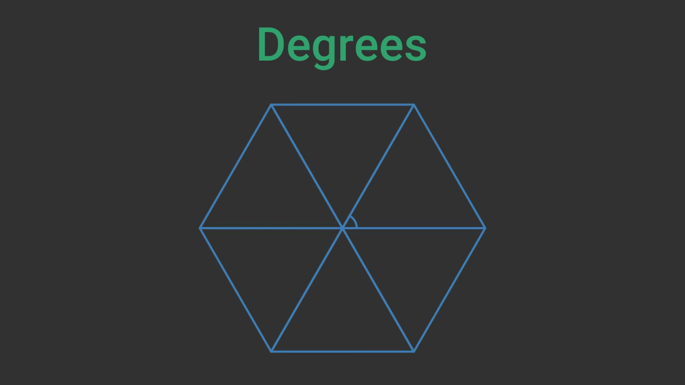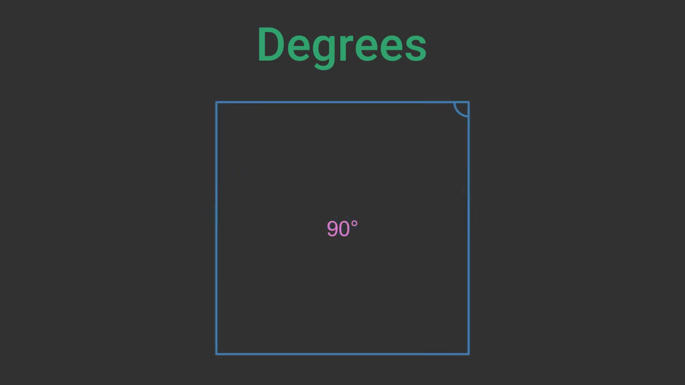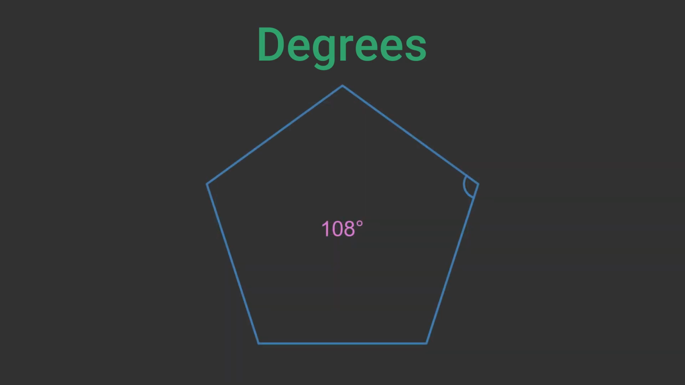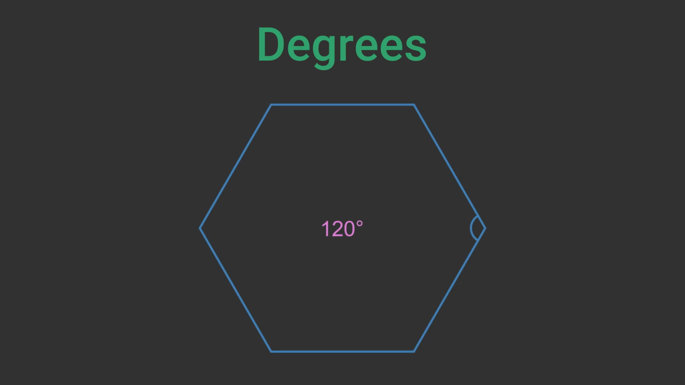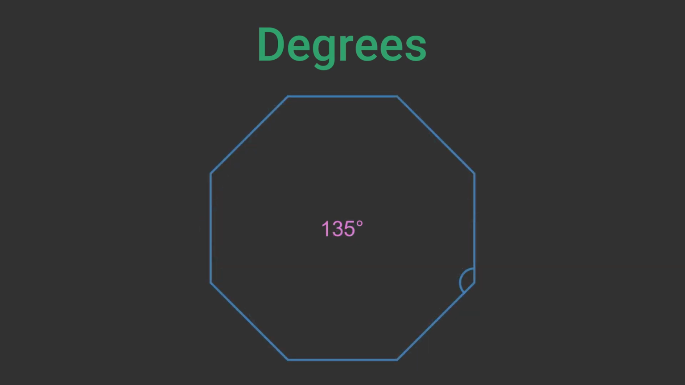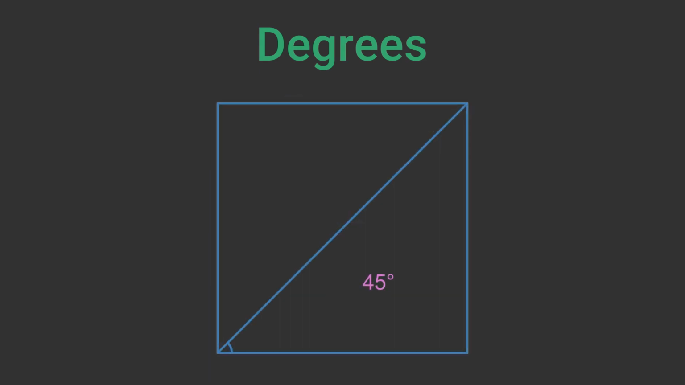Many important angles are whole numbers when we use degrees. The internal angle of a square is exactly 90 degrees. The internal angle of a pentagon is 108 degrees. For a hexagon the angle is 120 degrees. For an octagon it is 135 degrees. The diagonal of a square is 45 degrees.